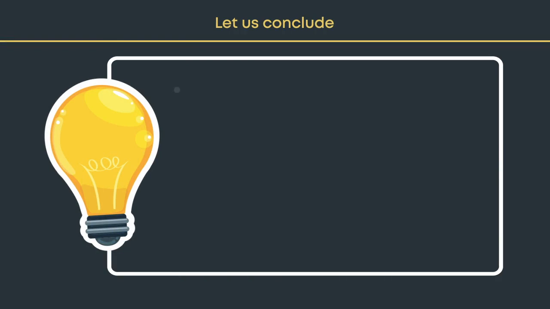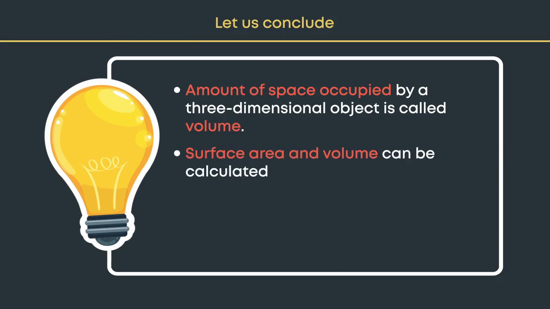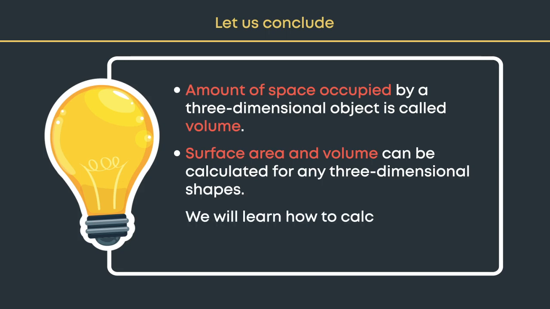Let us conclude. Amount of space occupied by a three-dimensional object is called volume. Surface area and volume can be calculated for any three-dimensional shapes. We will learn how to calculate surface area and volume in this chapter.